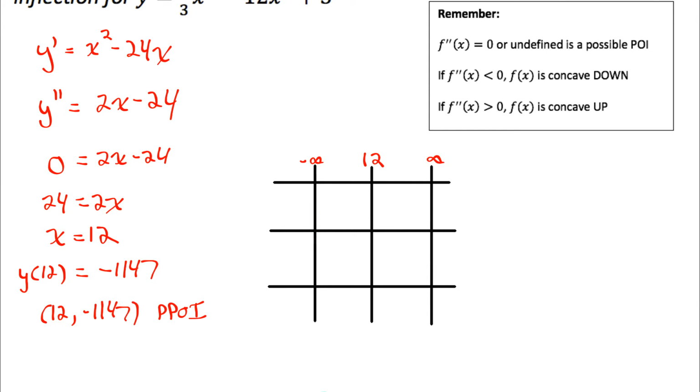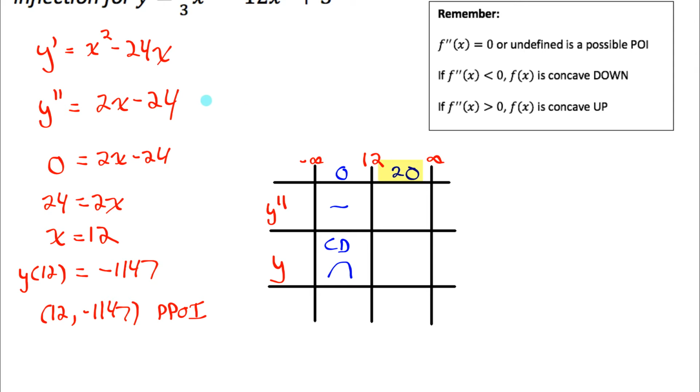This is going to divide our function into two intervals. One interval is between negative infinity and 12, so I need to pick an x value in that interval. I will pick 0. And then another one between 12 and infinity. I'll pick 20. So I need to test each of these x values in the second derivative of the function, so in y double prime, and then comment on what does that tell me about the original function. So when I plug 0 into the second derivative, I get negative 24, which is negative. That tells me the original function in this interval from negative infinity to 12 must be concave down. It must look like this.